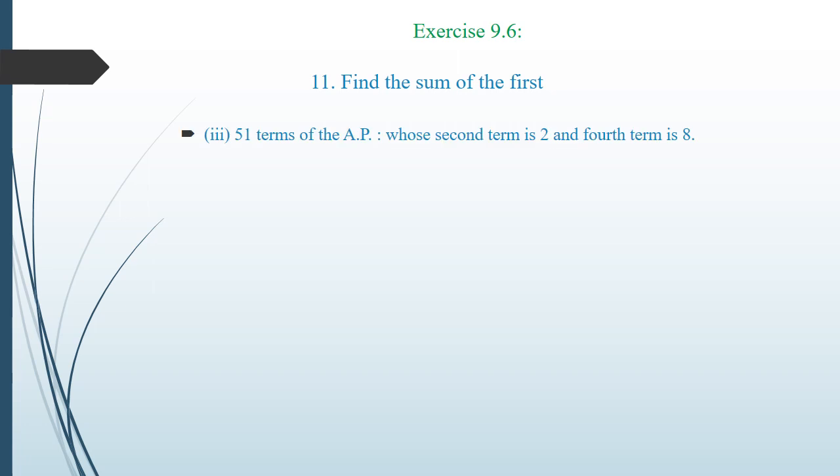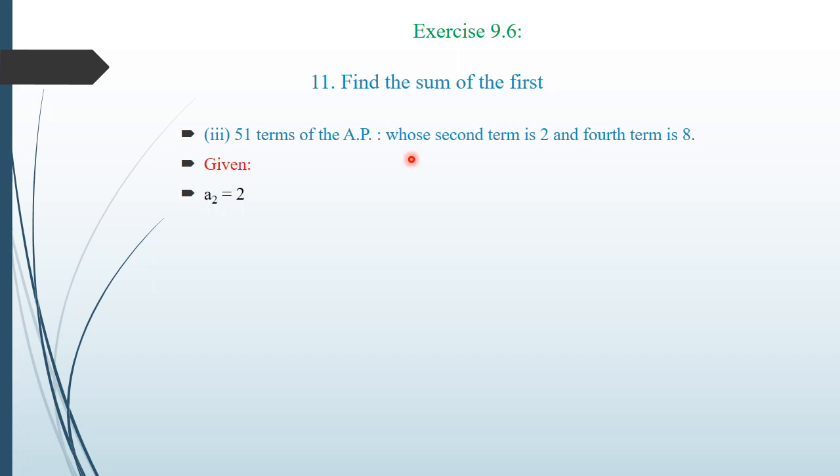Coming to the last sub question of question number 11, and also the last question of this part of the video, we need to find the sum of first 51 terms of the AP whose second term is 2, and fourth term is 8. Here he has not given us the AP, indirectly has given us two terms. Using these two terms we need to find the sum of first 51 terms of this AP. Let us see how we can do that.